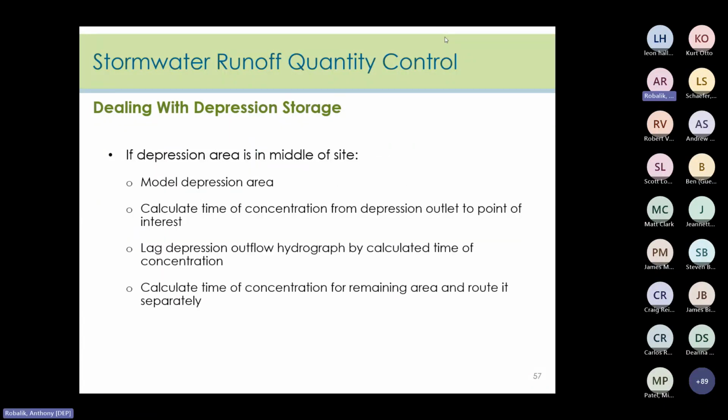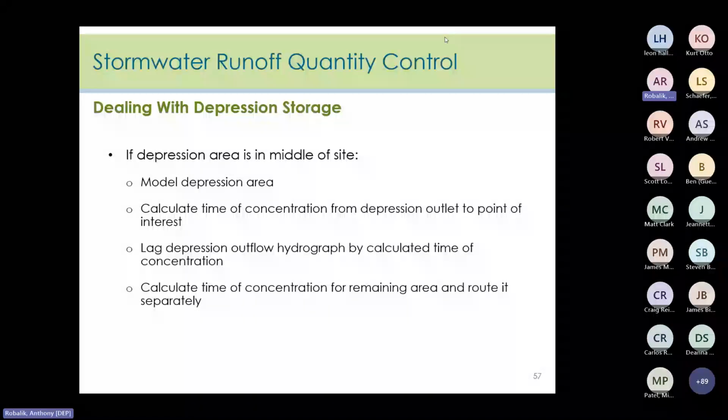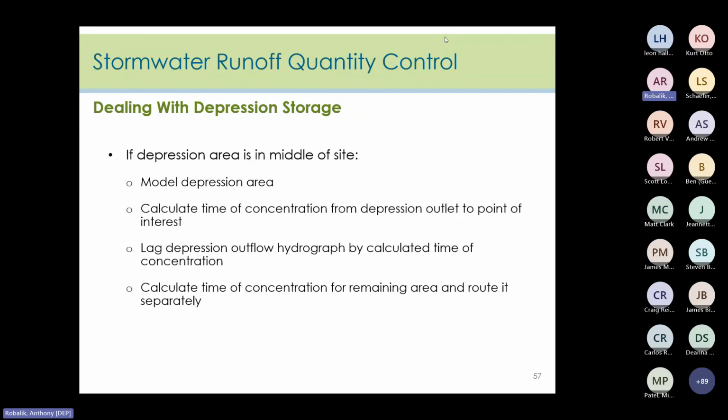So in general, this is the procedure to follow when reviewing existing condition depression storage somewhere within the confines of a proposed development. The reviewer must make sure that the depression area is modeled, the time of concentration is calculated from the outlet of the depression to the point of interest correctly, lag the depression outflow by the calculated time of concentration, and then calculate the time of concentration for the remaining area of the site and route it separately.